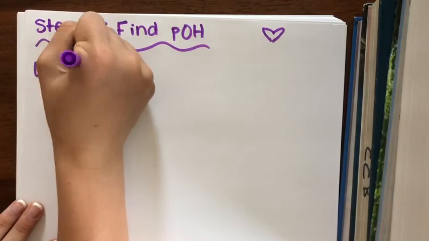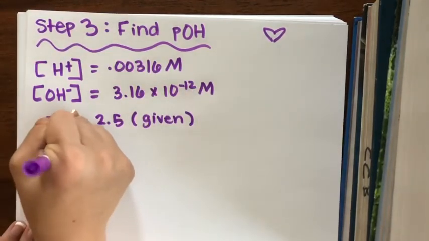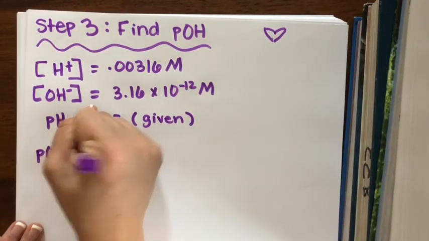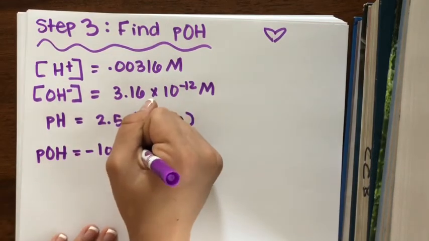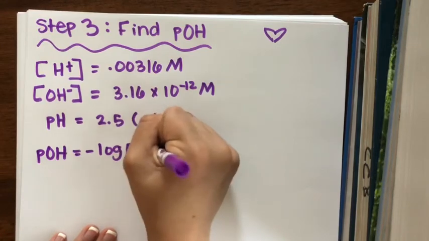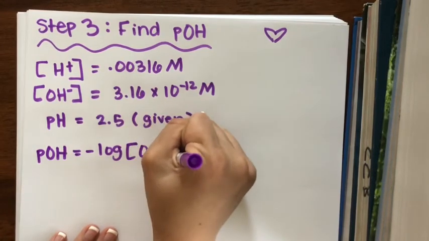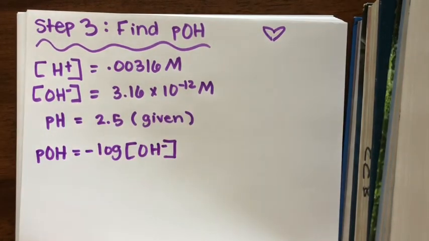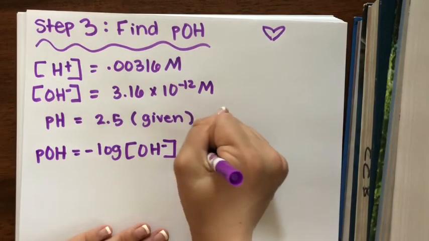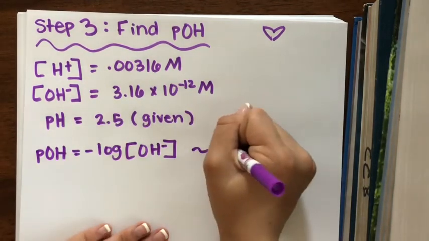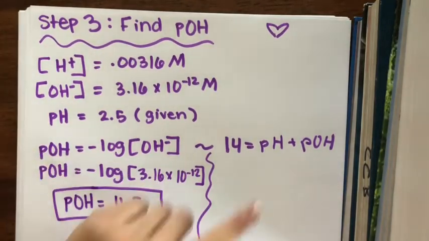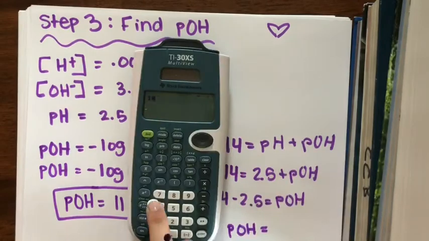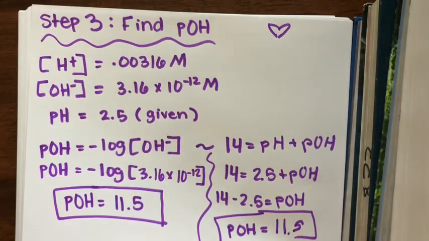The next step is to find the pOH. I've put all the information that we have found so far or that we were given in order to help us. We can use 2 different equations. It doesn't matter which one we use, they will both be effective. We can either use the pOH equals the negative log of the OH minus, or we can use 14 equals the pH plus the pOH. You plug the information into the equations and you will get the answer. The answer comes out to be 11.5.